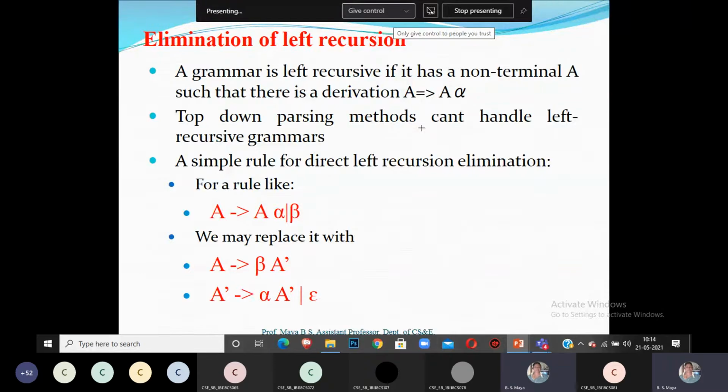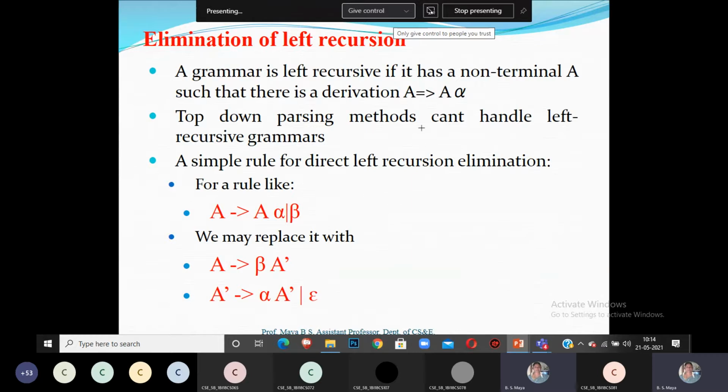Then what is A dash? You should write the formula. A dash derives the remaining thing. You leave out the first A, and the remaining thing in my production is alpha. Alpha into A dash. Then you have to introduce the epsilon production. This is the rule for elimination of left recursion.